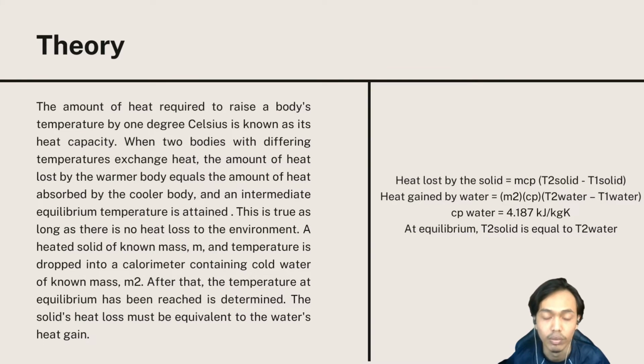This is the formula we use in the experiment. Heat loss by the solid equals M, the mass of the solid, times Cp, the heat capacity of the solid, times T2 solid minus T1 solid, where T1 is the initial and T2 is the final temperature. The second one is heat gained by the water, which is M2, the mass of the water, times Cp, the heat capacity of the water, times T2 minus T1 water. At equilibrium, T2 solid is equal to T2 water. The heat capacity of water we use in this experiment is 4.187 kilojoule per kg Kelvin.